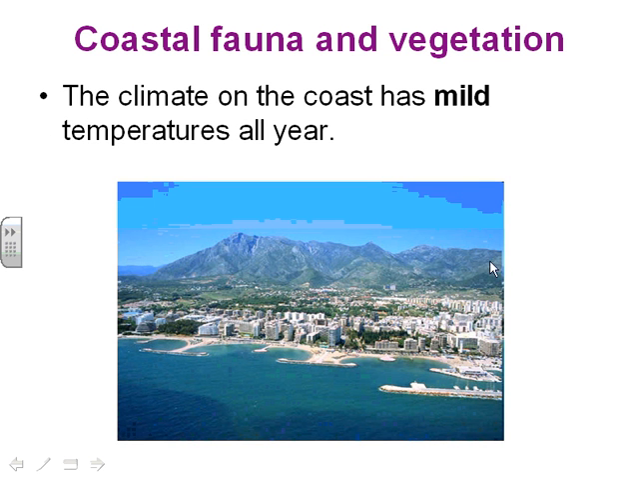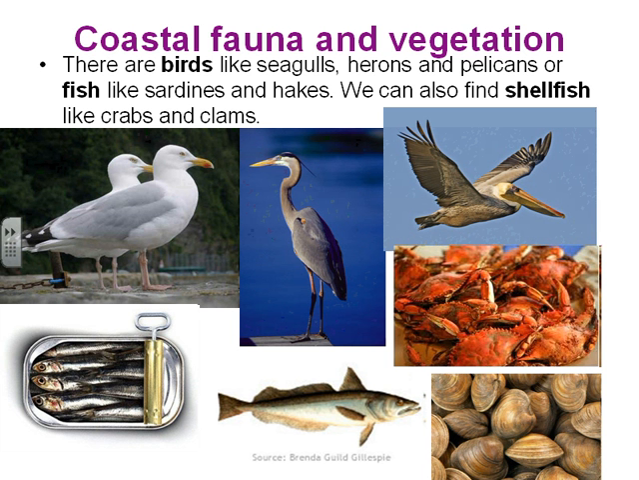And now we're going to the coast, the coastal fauna and vegetation. The climate on the coast has mild temperatures all year. There are birds like seagulls, herons, and pelicans, or fish like sardines and hakes. We can also find shellfish like crabs and clams.